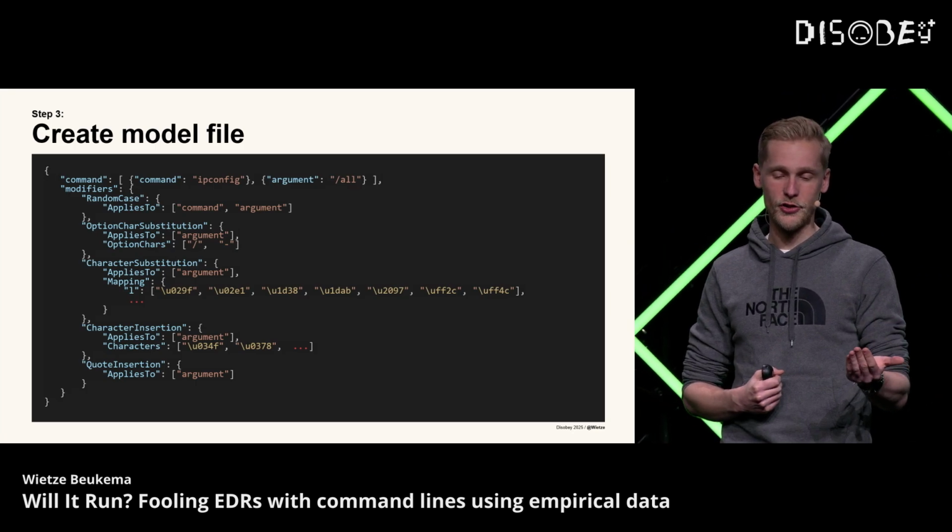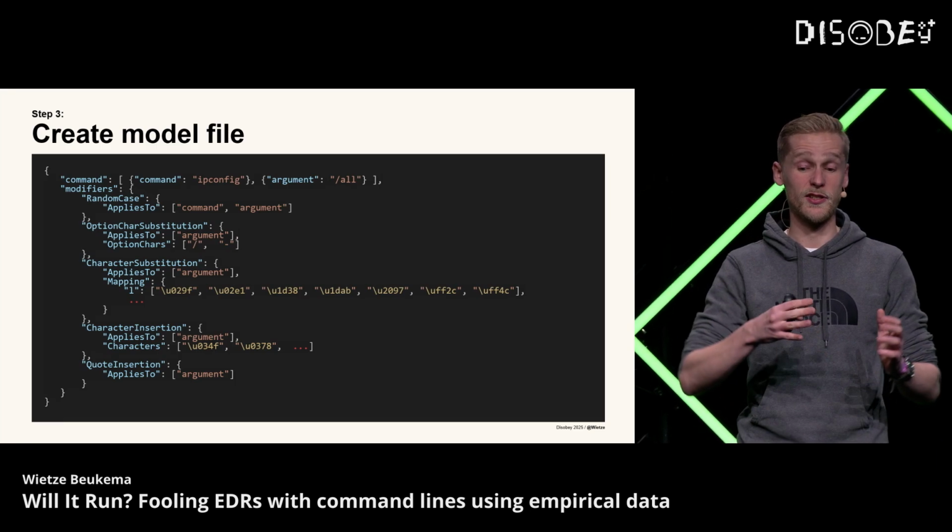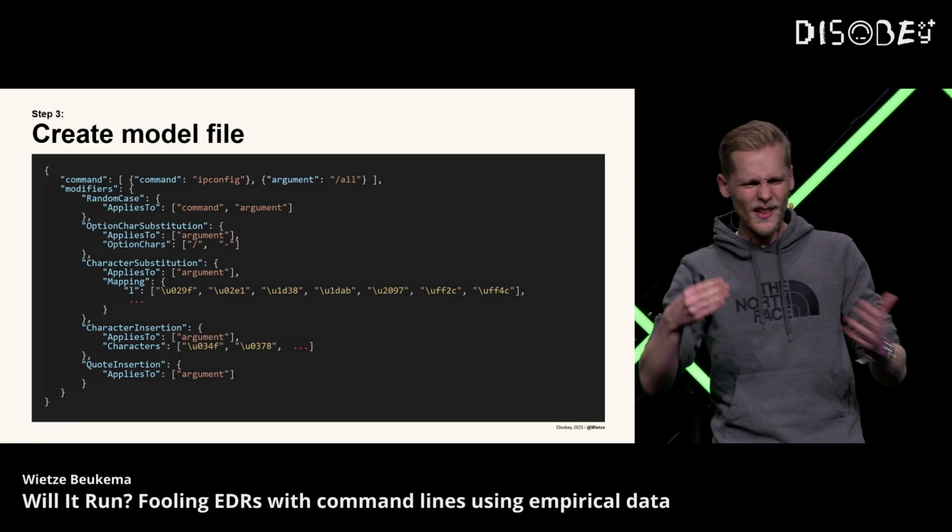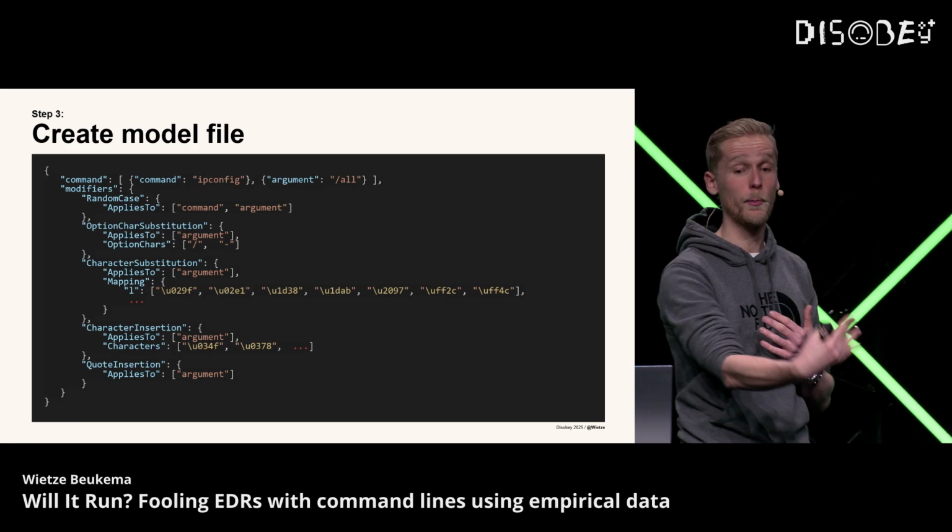And then finally, quote insertion. Again, there are no arguments there, but you just say it applies to regular arguments. So I hope that made sense. So this is my abstraction. Now I have a model.